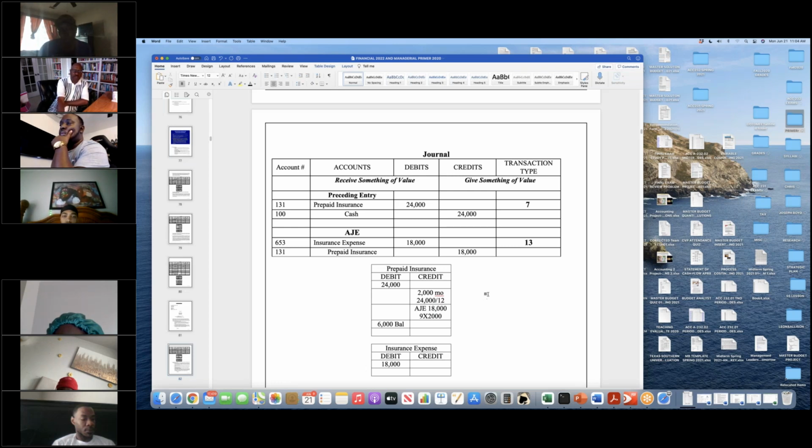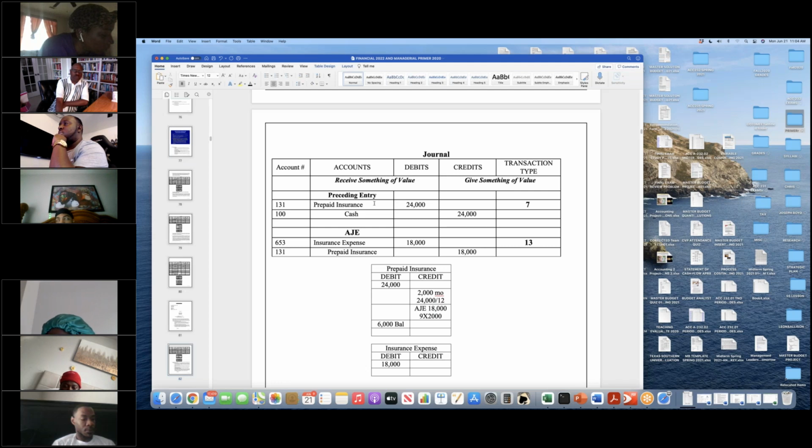So the first thing we do, we divide the total cost of insurance by the number of months to get a monthly amount. If it was a 6 month, we'd be dividing by 6. If it was 24 months, we divide by 24 to get the monthly rate. Then we multiply the number of months expired that year by the monthly rate to get our AJE of 18,000, and we make this entry.